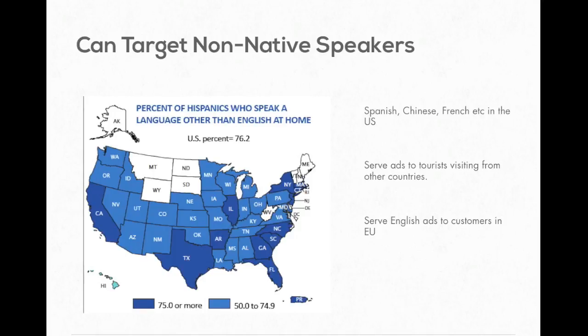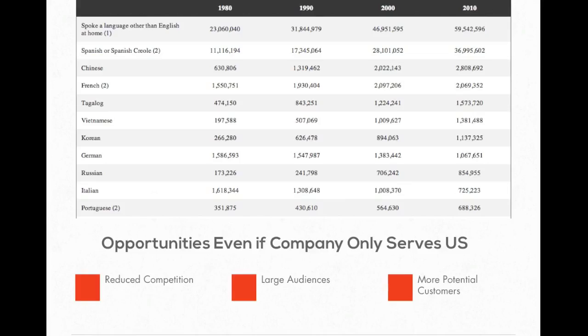And then that goes across the pond in Europe for English speakers. So say if you want American tourists and you're a hotel in Germany, you can serve ads in English to people that have English as their default setting.